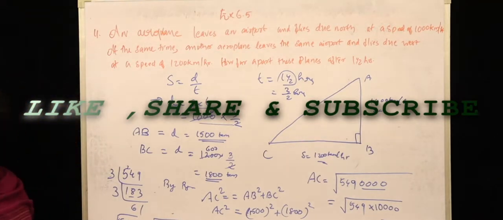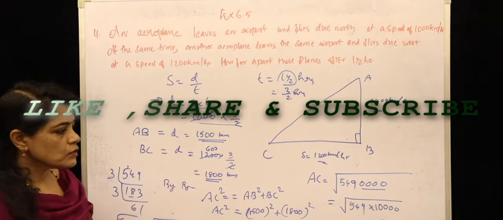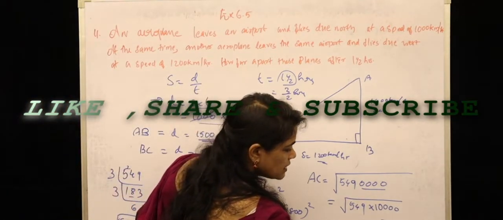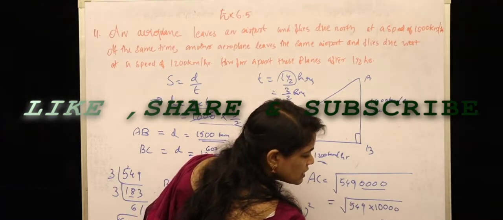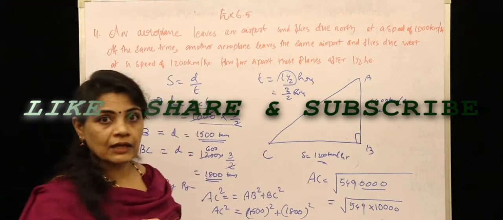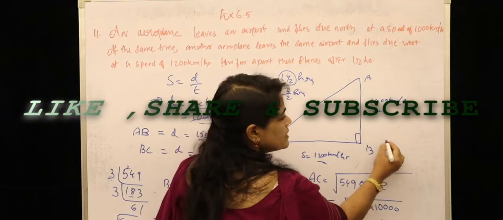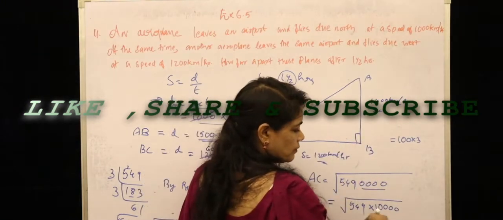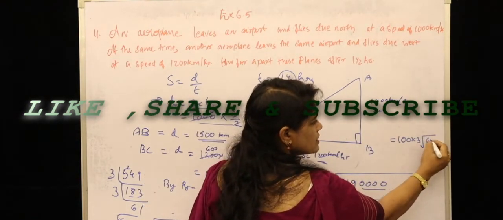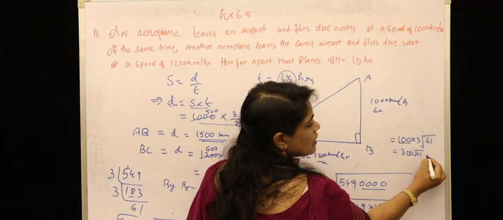From this pair of 3s you can take one 3 outside, but root 61, that 61, stays in the square root. So you can write this as 100 into square root of 3 into 3 into 61. So we can take 3, and here 100 is already there. So you will get 100 into 3, the 3 comes out from the square root, and 61. So 100 into 3, 300 root 61 meter.